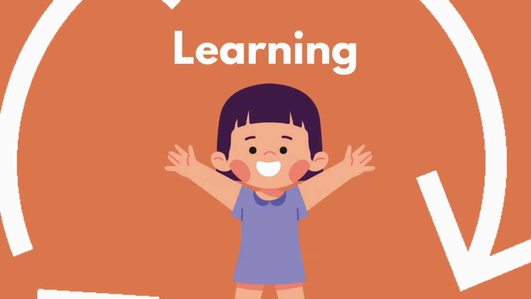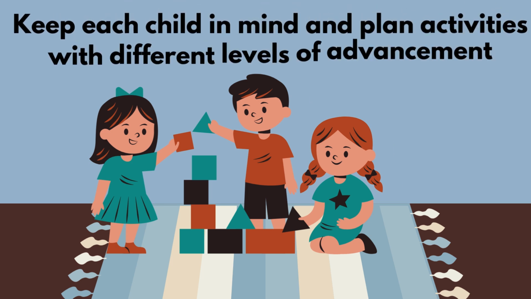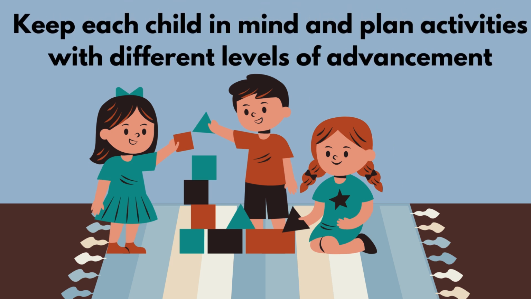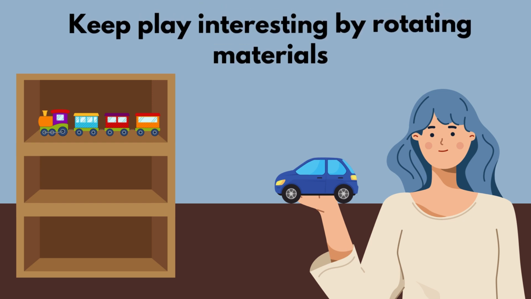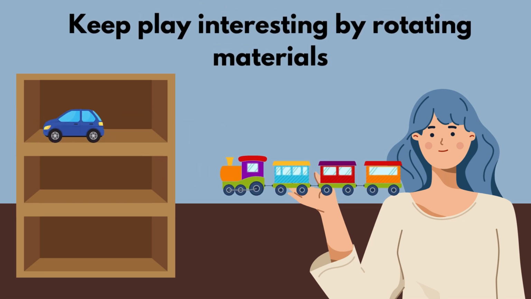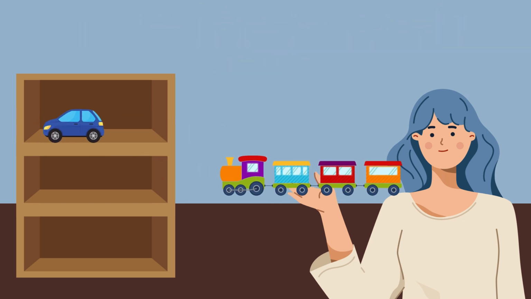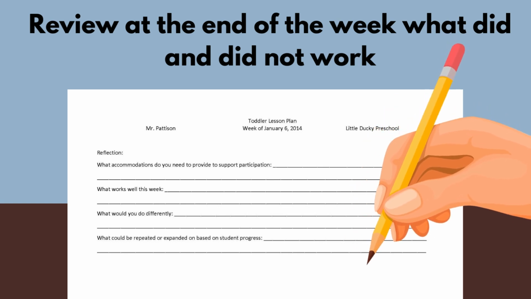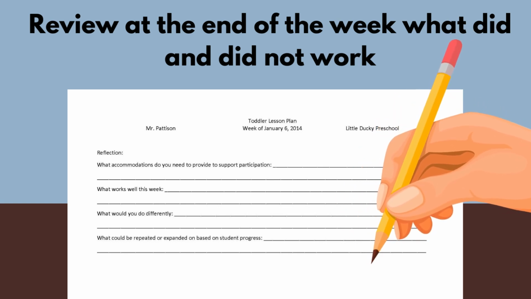By observing, assessing, and planning, we put the child at the center of learning and can ensure that lessons are individualized, responsive, and supportive. These are some tips to keep in mind when writing a lesson plan. Keep each child in mind and plan activities with different levels of advancement, considering children who need more support, as well as children who are ready for more challenges. Keep play interesting by rotating materials and plan around the materials you have. Review at the end of the week what worked or didn't work and make changes to improve outcomes.